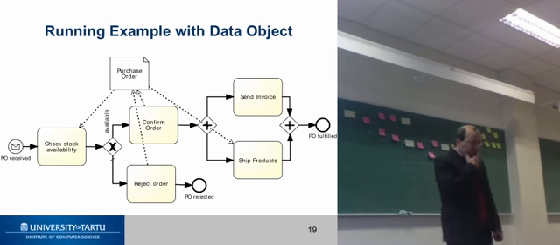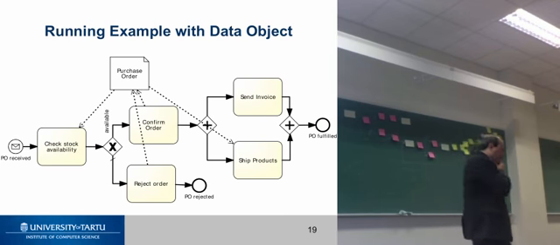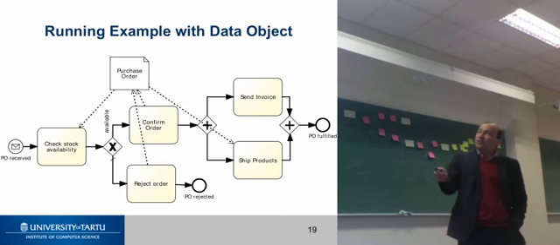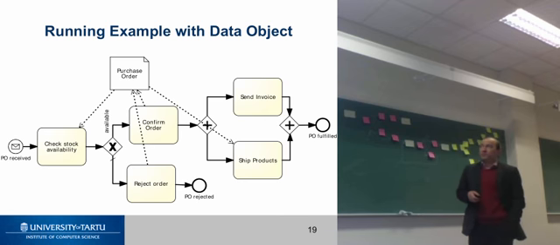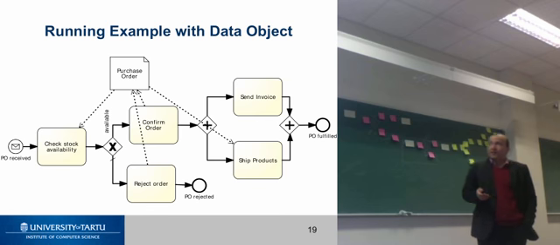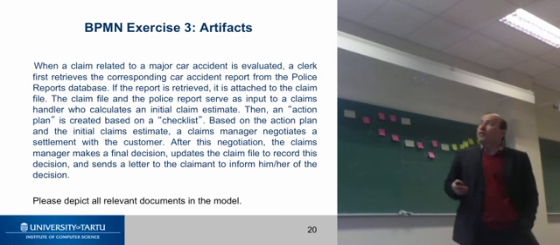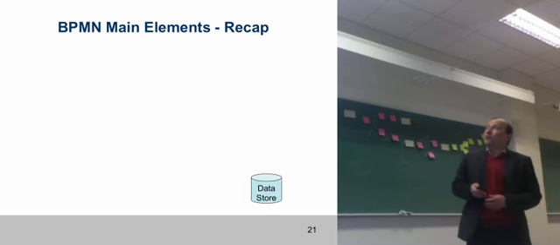So I can take this order management process and I can start adding, in this case, the object purchase order to it, indicating which parts of the process read the purchase order and which parts of the process write into the purchase order. And this is an exercise. If we have time, we'll come back to it.